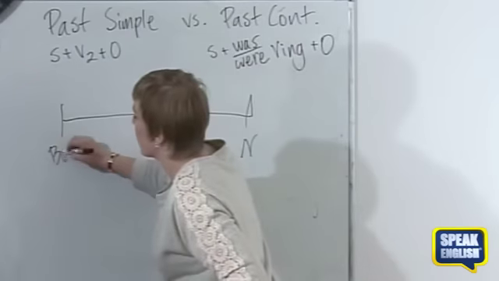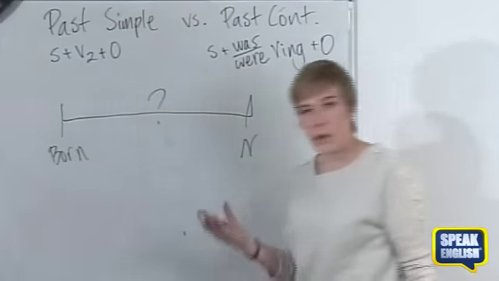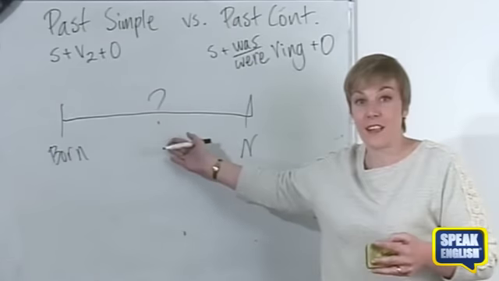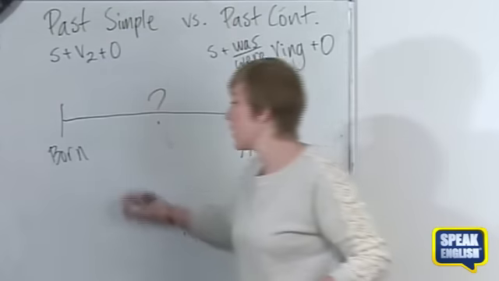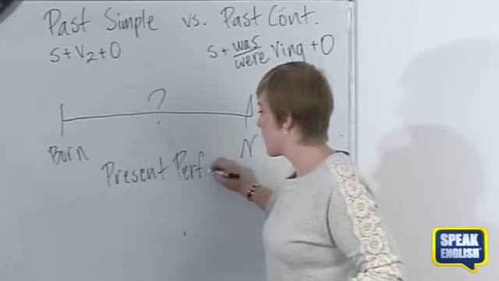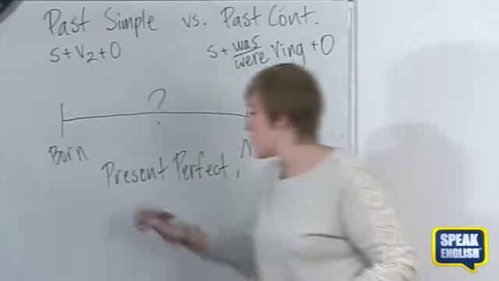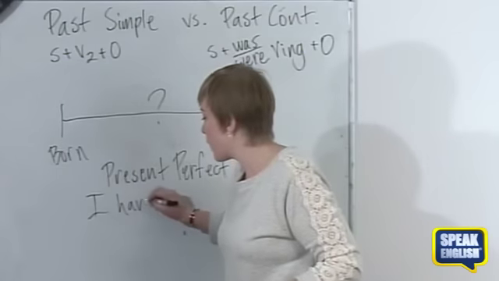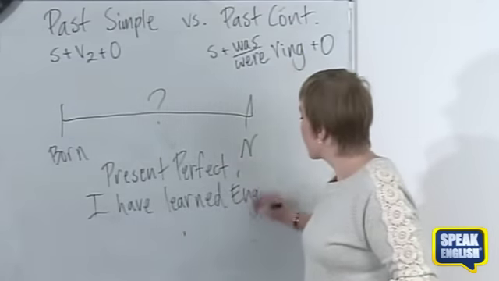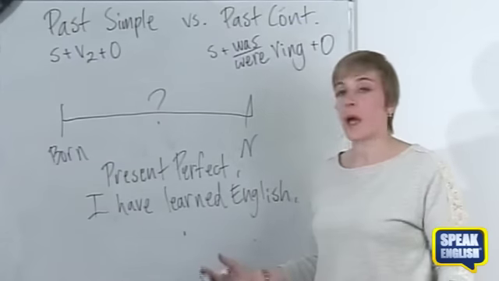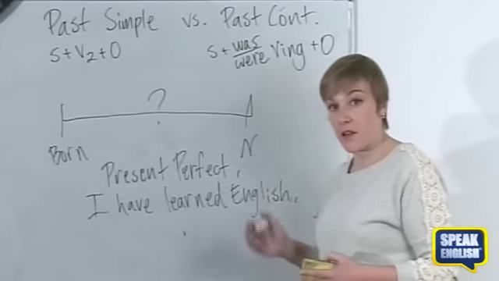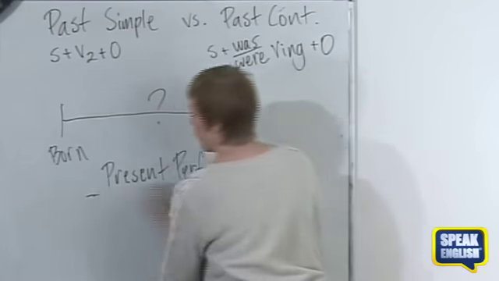Now, born. Which tense is this? Where we don't tell the person when it happened. This one can be present perfect. For example, a sentence, I have learned English. Okay, but when? We didn't say with this tense, present perfect. Let's look at one more.